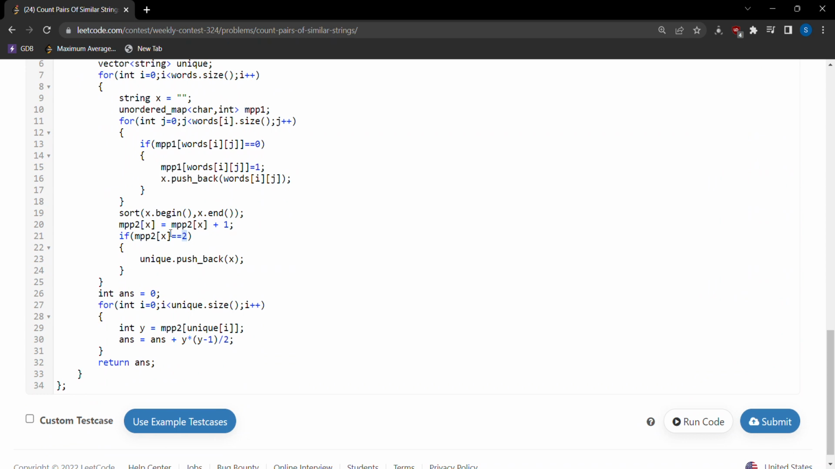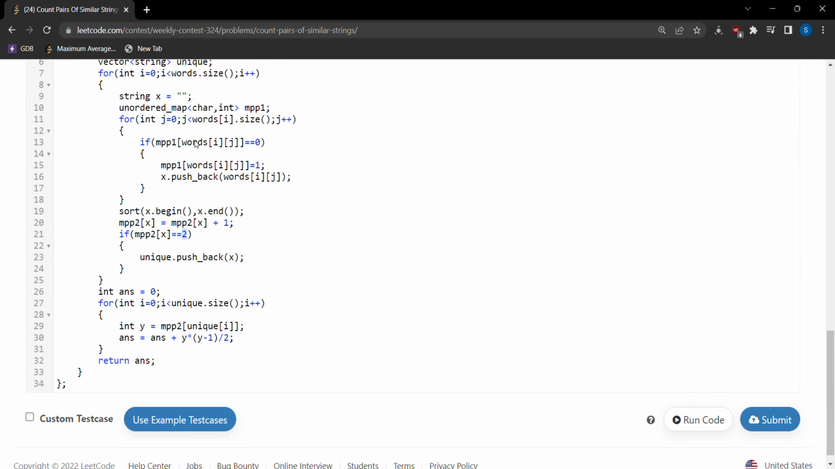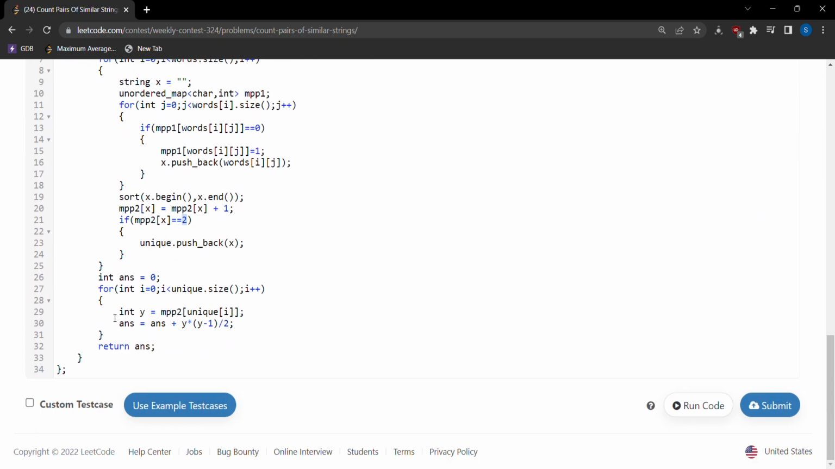So unique dot pushback x. Okay, now int answer equals 0. You've seen it, now you got till here. Now we'll say for int i equals 0, i less than unique dot size, i plus plus. What have I done here? This is just the way of calculating the final answer.